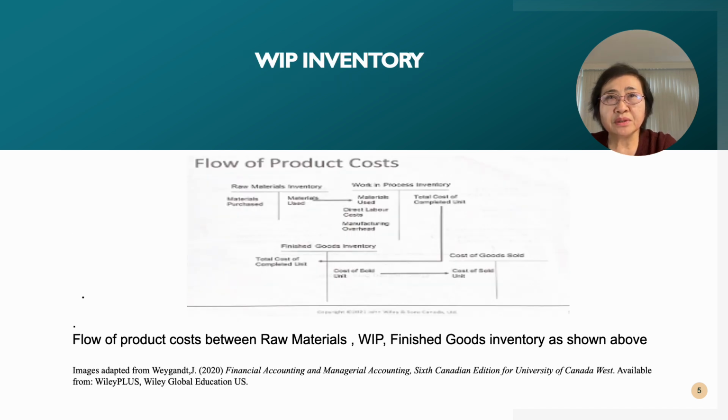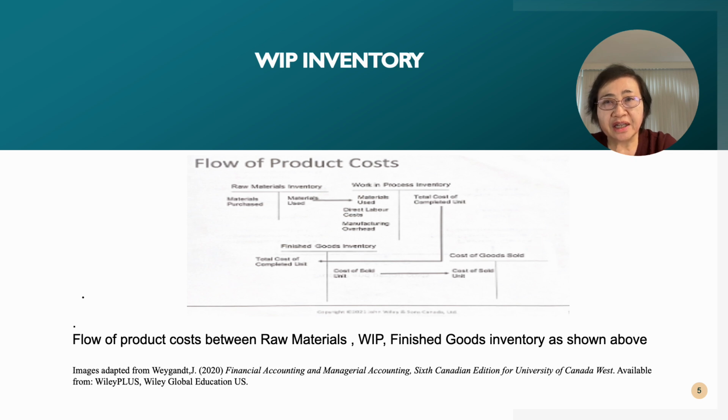Next, I will introduce the tracking of product costs in the inventory accounts. I will explain the flow of product costs between raw material, work in progress, and finished good inventory as shown in the diagram. The purchased raw material arrived, and it will be recorded in the material inventory account. Production requests for the material, so the issued material cost will be transferred from the material account to the work in progress account. Direct labor and also manufacturing overhead paid will also be recorded in the work in progress account.